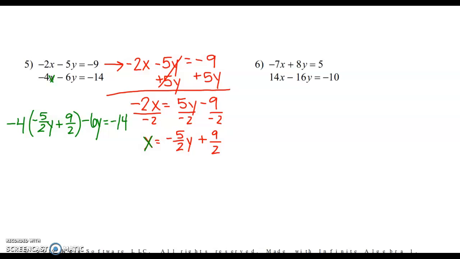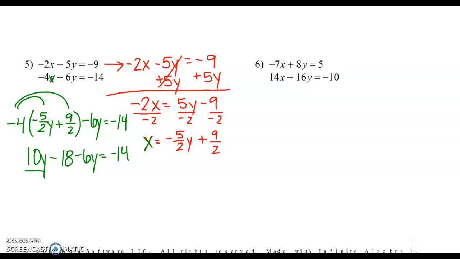Probably want to grab a calculator. Negative 4 times negative 5/2 would be 10y. Because negative 4 times negative 5 is 20 over 2 is 10. Negative 4 times 9/2 would be negative 36 over 2. So we've got negative 18. Still minus 6y, still equals negative 14. Remember, you can use your calculator for those distributions, no problem.